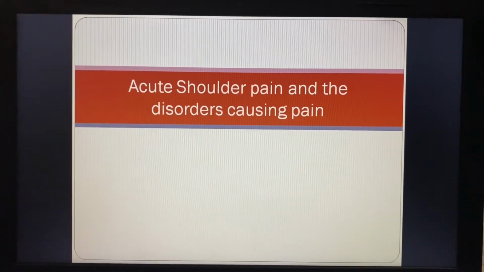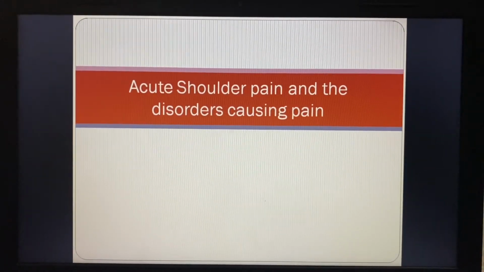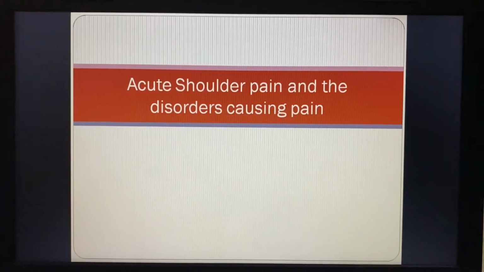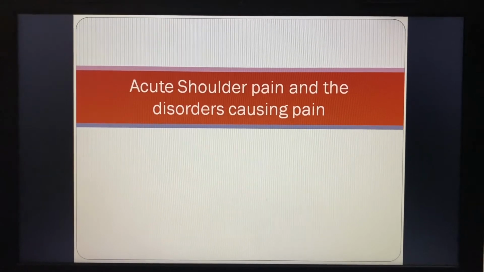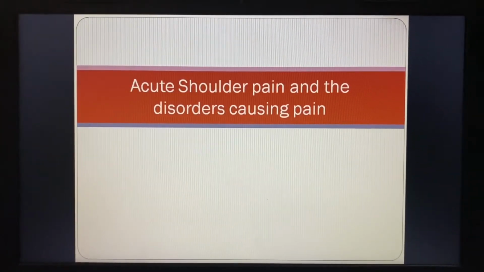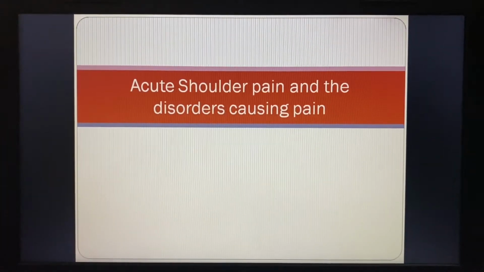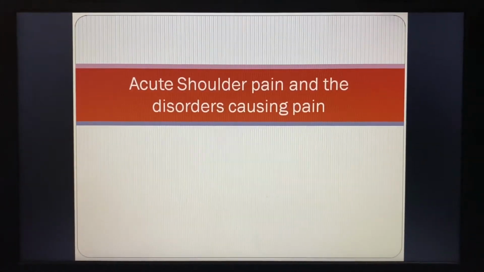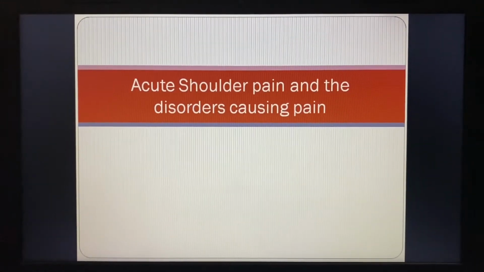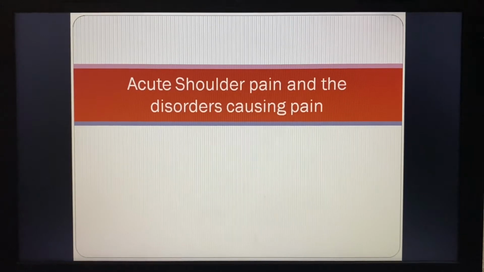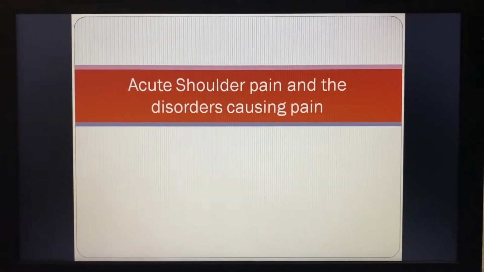Today I'm going to discuss acute shoulder pain and the disorders causing that pain, their symptoms, their diagnosis, and their treatment. First of all, we should know what acute pain is. Acute pain is any kind of pain that is sharp in quality, sudden, and doesn't last more than 6 months.